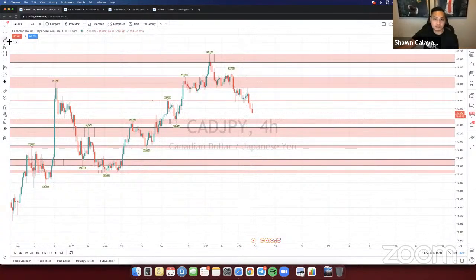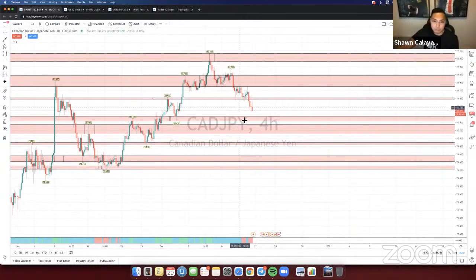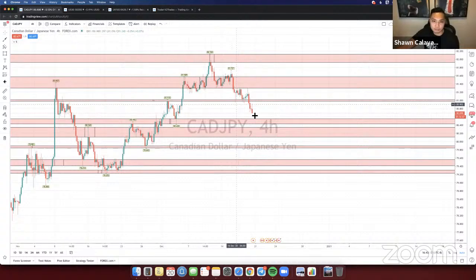So if price breaks this structure down here, so once it reaches this structure, it can either reject off and come back up, or it can probably break below. But like I mentioned before, the new COVID news came out. So if the COVID just keeps getting worse and worse, then the JPY is going to gain in strength, because the JPY is a safe haven currency. So with that said, I anticipate this to drop even further.